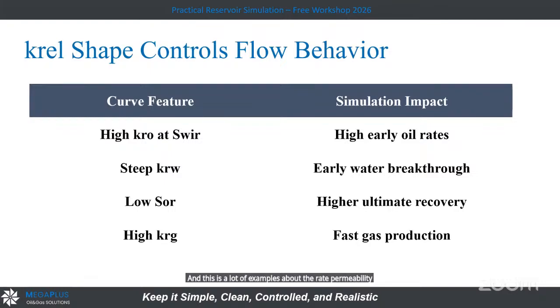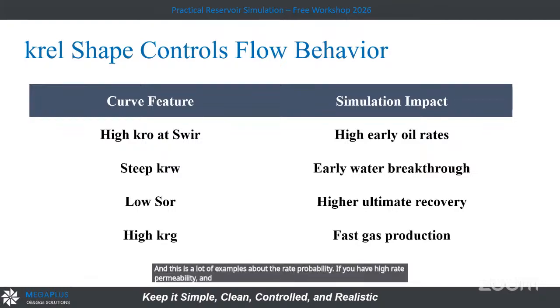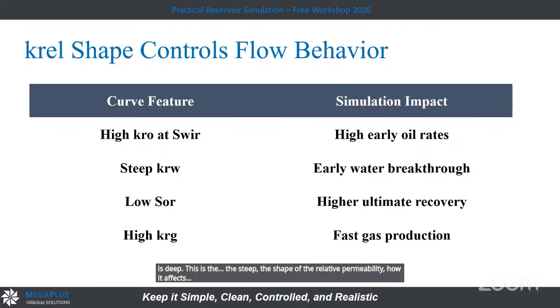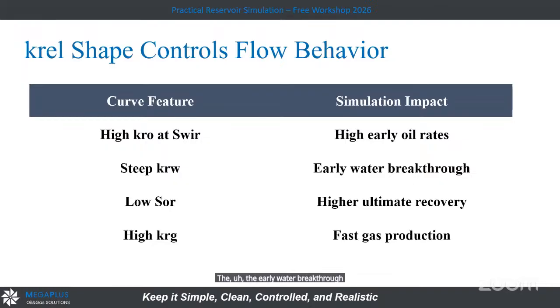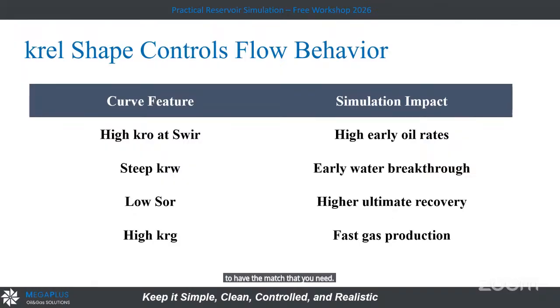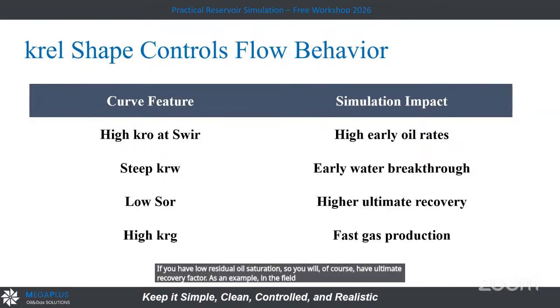If you have high relative permeability at irreducible water saturation, you have early oil rates. The steepness, the shape of the relative permeability, affects the early water breakthrough. And that's why I'm telling you that in the Corey function, there is n. N is very important, and you will manipulate or modify it to get the match that you need. If you have low residual oil saturation, you will of course have a higher ultimate recovery factor.